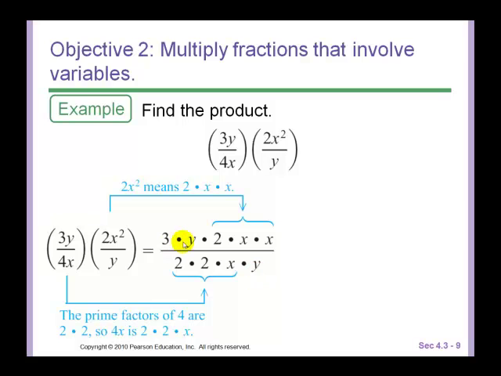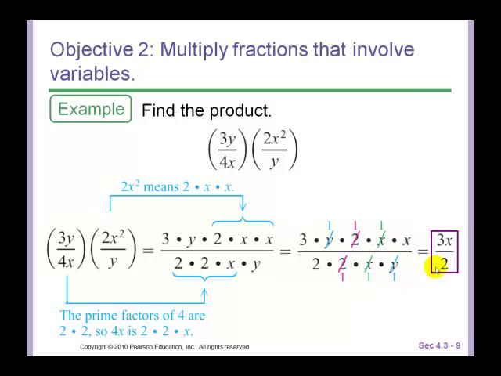We have lots of common factors. We have a set of y's, a set of 2's, and a set of x's. This leaves us with 3 times x over 2. That's your final simplified answer.